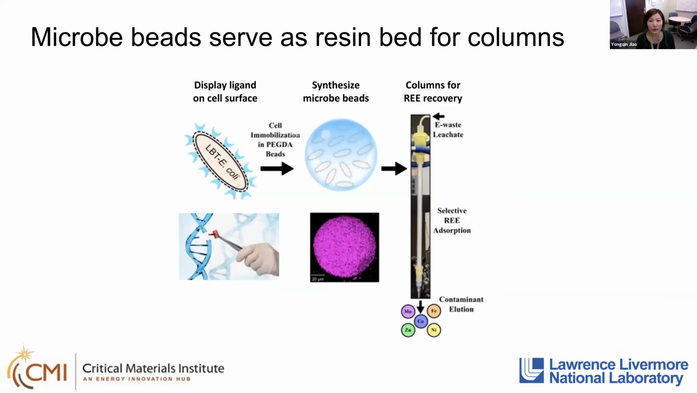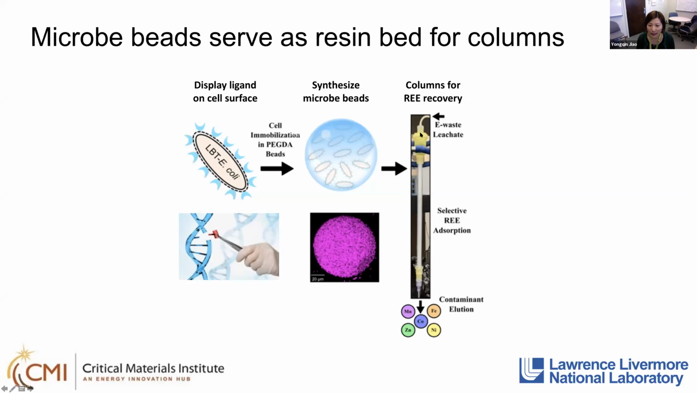So the microbeads that we used could be used as resin beds for columns. And here, this slide is showing you a recap of what I described about our process so far. We use synthetic biology to engineer microbes to display lanthanide binding ligands on the cell surface. And because the microbes are tiny, in the micron size, they are hard to work with from a chemical engineering point of view. Therefore, we encapsulate them and make microbeads in the hundreds of micron scale, suitable for column study. This picture shows a column that we poured with those microbeads as the resin bed.